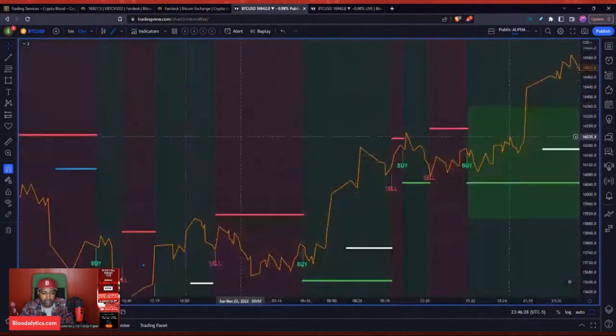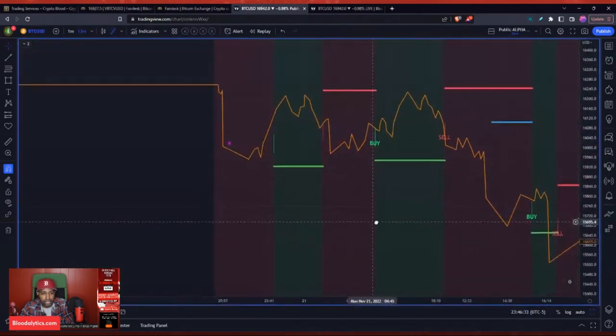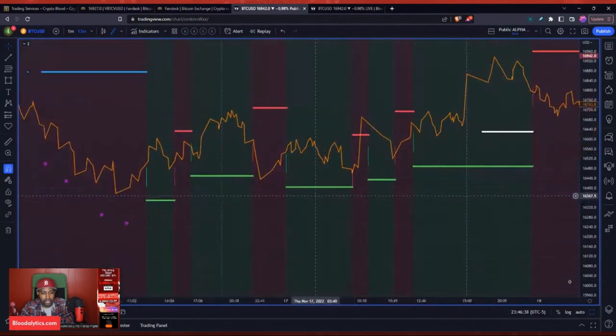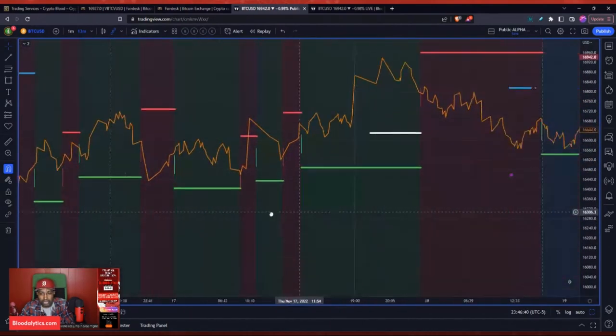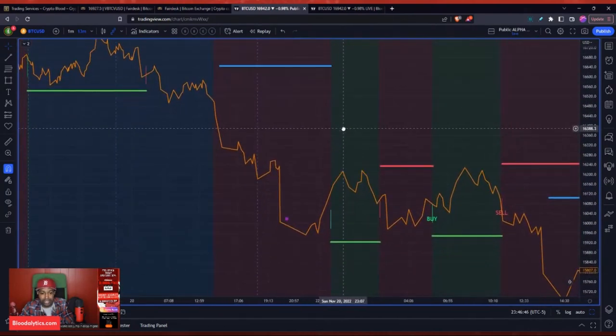But again, watch out for the false signals. There will be more than usual when you're dealing with the alpha system. So don't bet the house on every trade, because you will have a few toggle back and forth signals before you get the actual signal. This is a great signal.